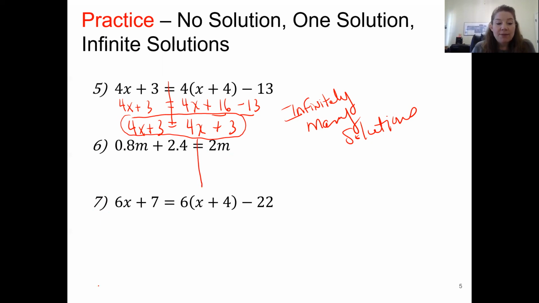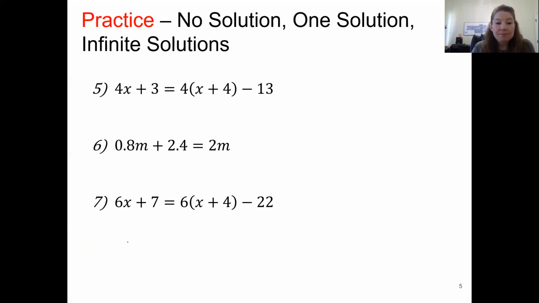I'm going to erase number 5 so we don't get all that mixed up. All right, so we're going to cancel out the smallest m. So the smallest m is 0.8. So I'm going to subtract 0.8 m from both sides. Now remember, this is the same as 2.0.